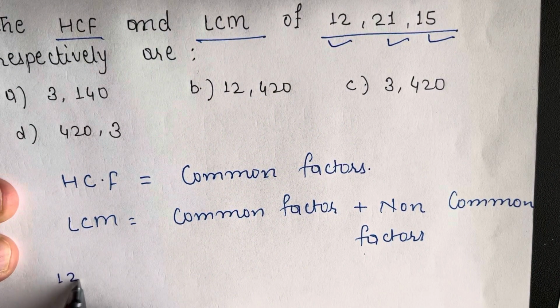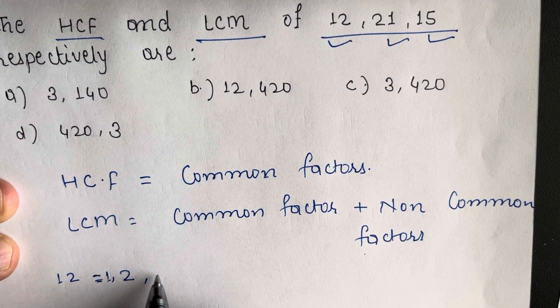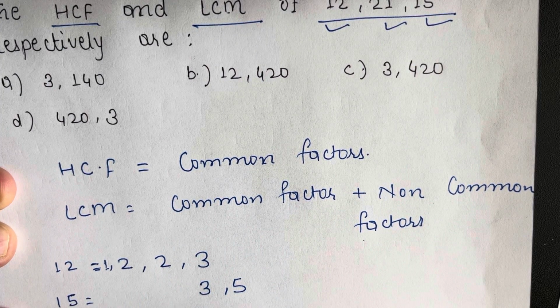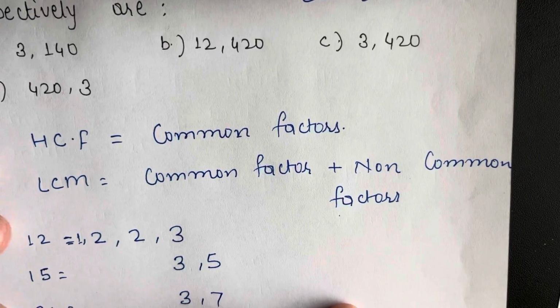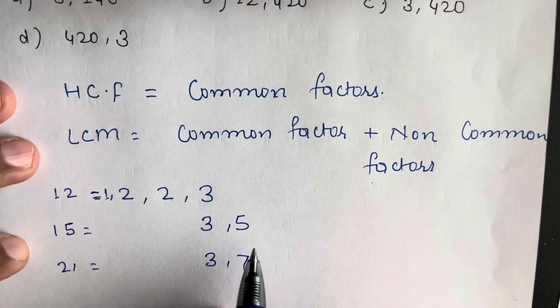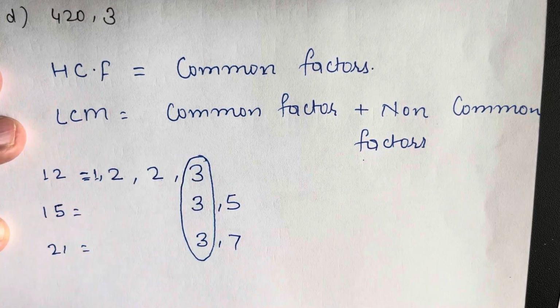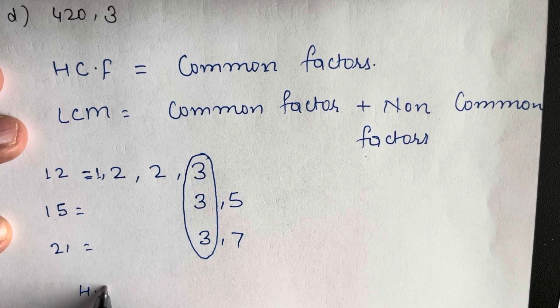Let's say for 12, it will be 2, 2 and 3. 1 will always be there, so no need to write it. For 15, it will be 3 and 5, and for 21 it will be 3 and 7, right? So in case of HCF, you only have to find the common factor. The only common factor is 3. So HCF will be 3.